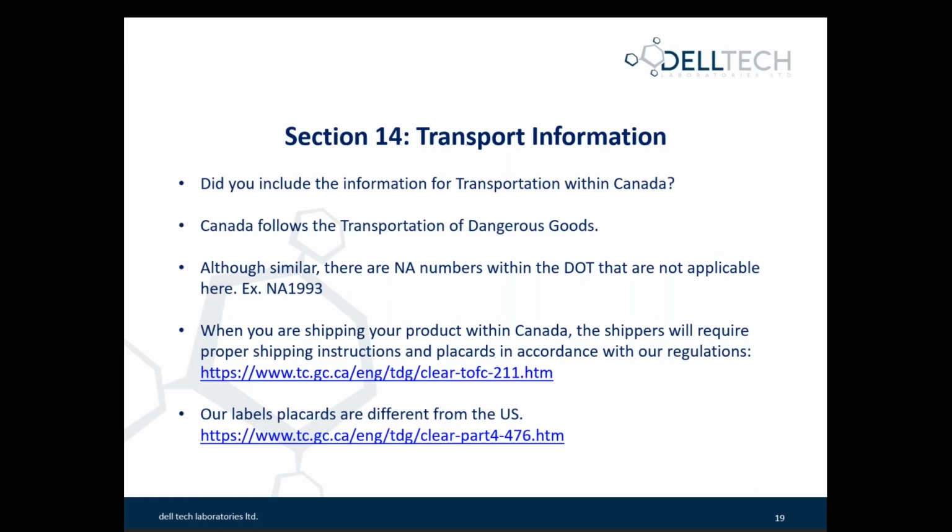Canada follows the Transportation of Dangerous Goods Regulations, or TDG, and the U.S. follows 49 CFR. There are distinctions here, especially between the UN numbers and the shipping names used. For example, the U.S. has NA numbers, or North American numbers, like NA 1993, combustible liquid, that's not applicable to Canada. The label placards for Canada can also be different from the U.S. Here below, you'll see 2 links to the TDG regulations about label placarding and how they're different from the U.S.